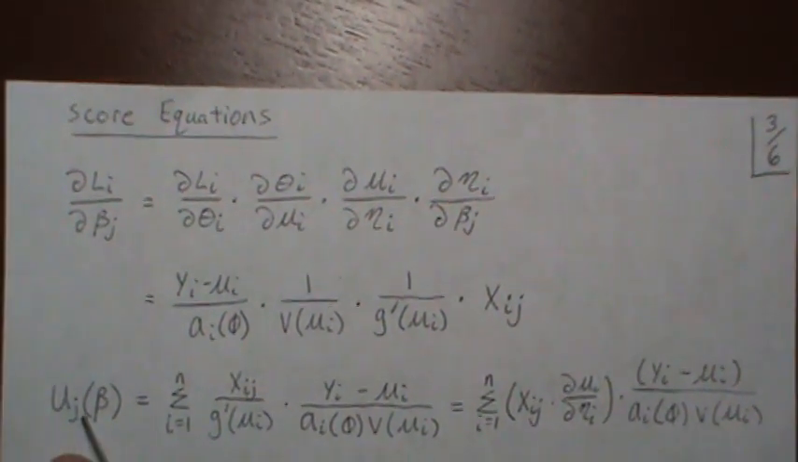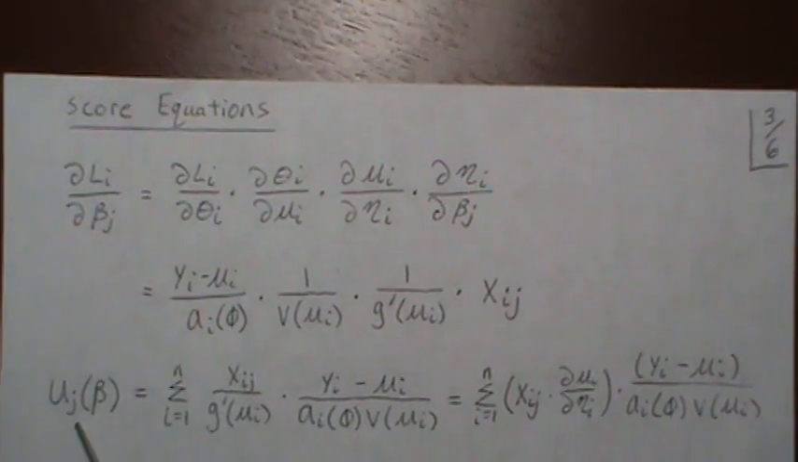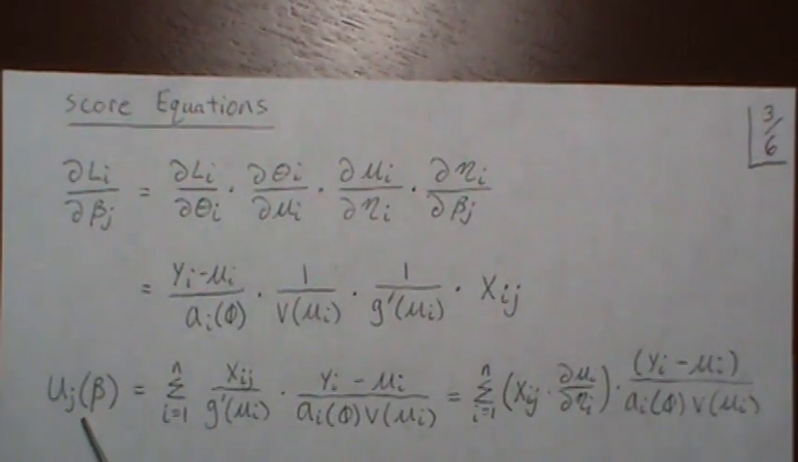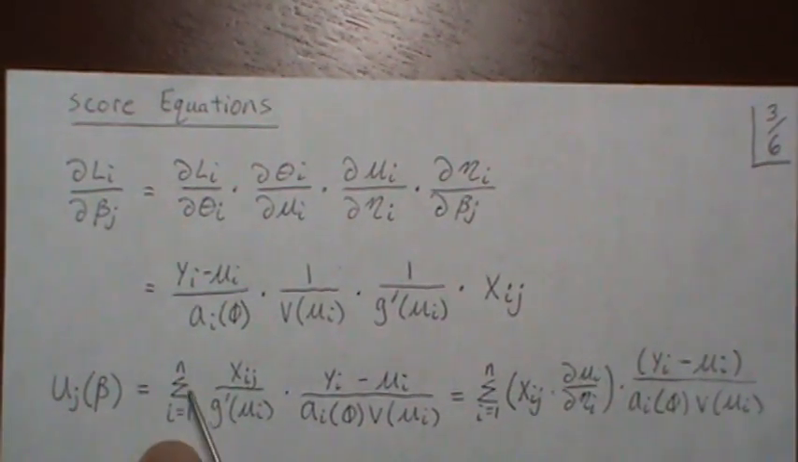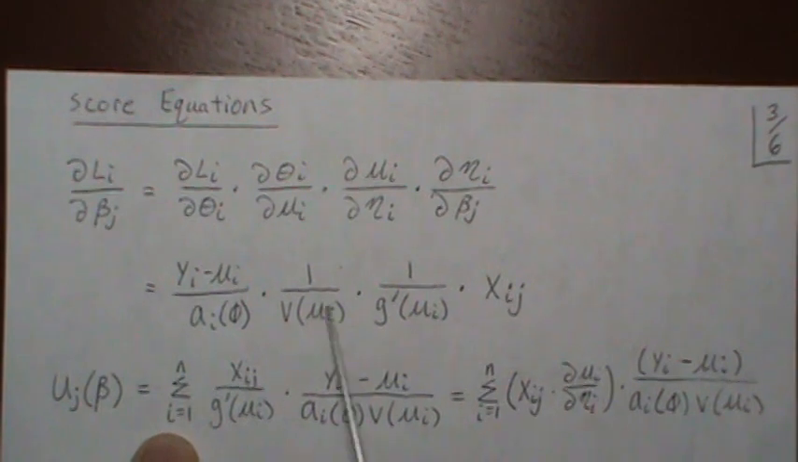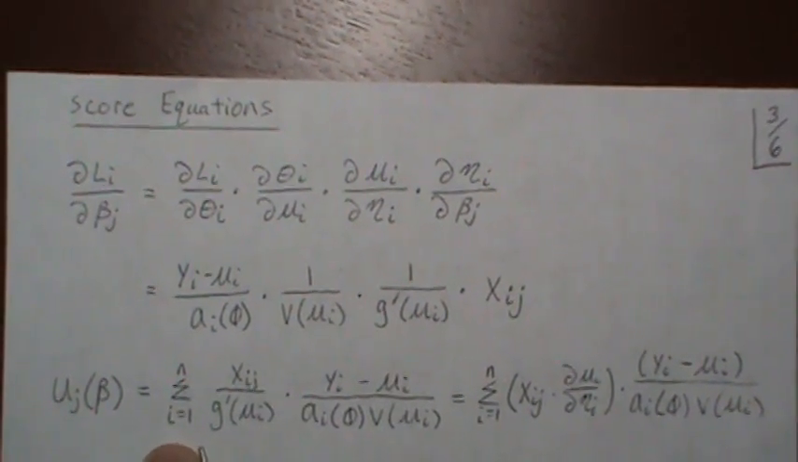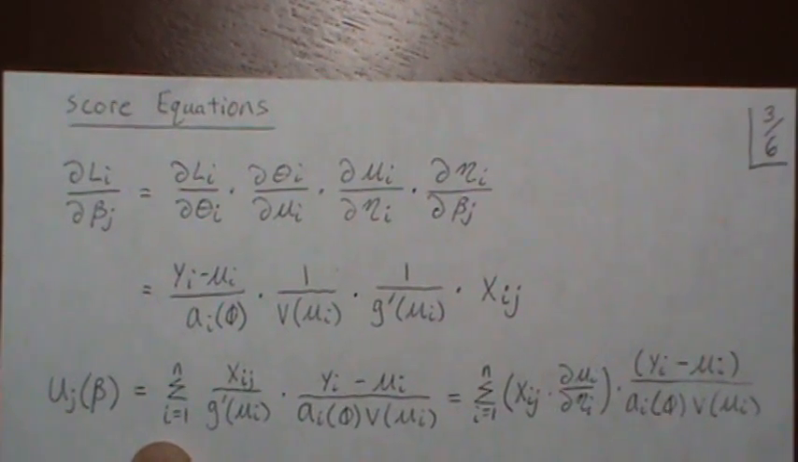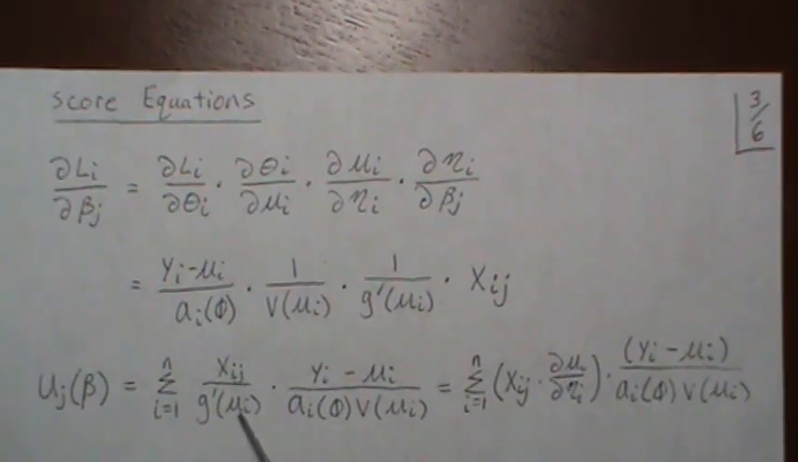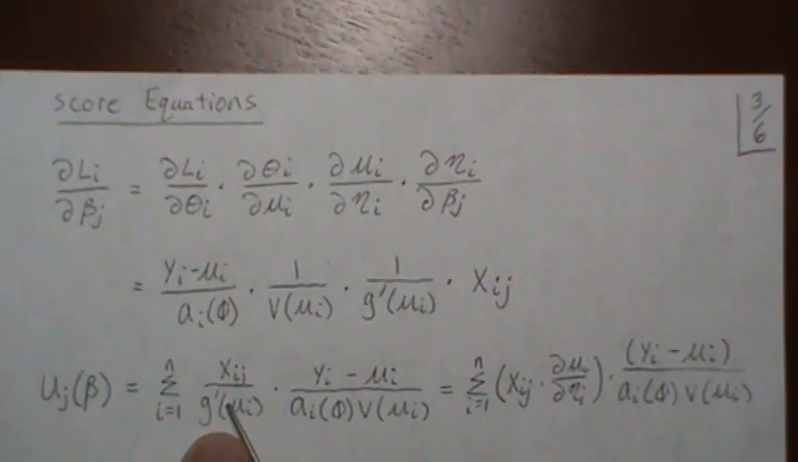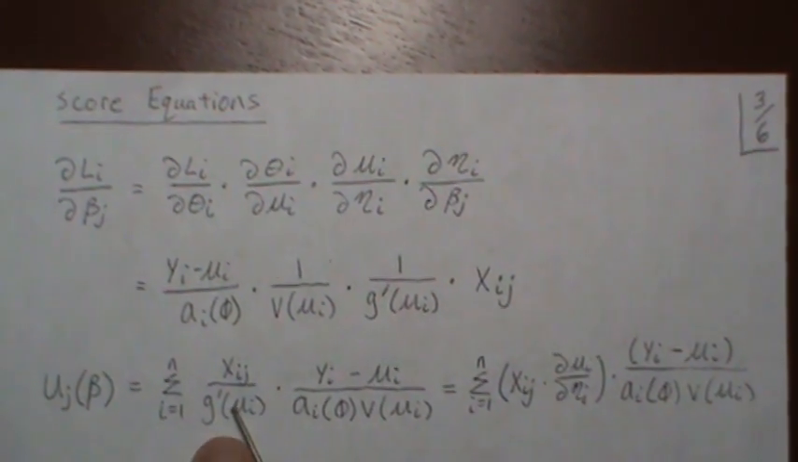So if this is the score of the jth beta, then the sum comes into it of this. It's 100% this, but we have to take the sum. So that's where we get the jth score. Now, sometimes this is rewritten in a different form, and I'll show you in a second.